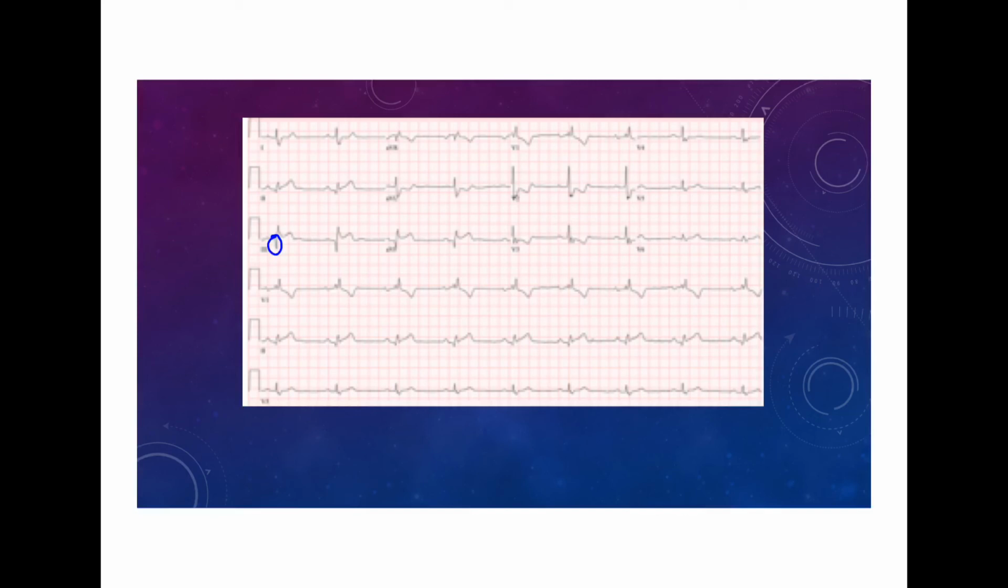quite prominent Q waves in leads 2 and aVF. Those are not normal, so that's suggestive of pathology of a relatively older infarct in the inferior wall. And in addition to the Q waves, you also see ST elevations in those same leads, which is more suggestive of a newer infarct.